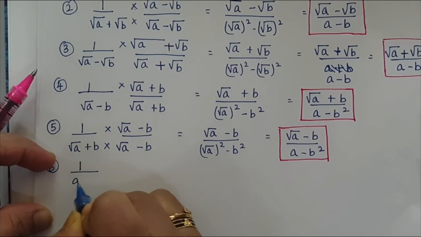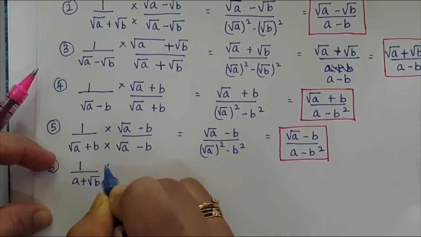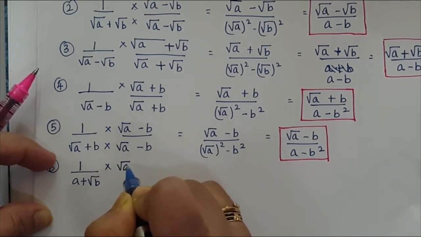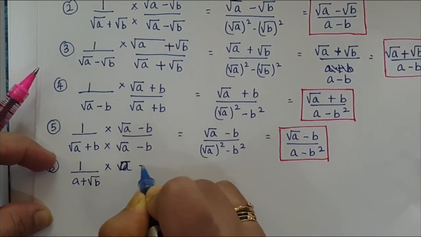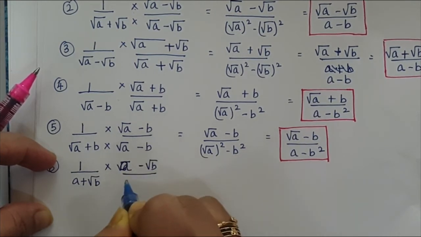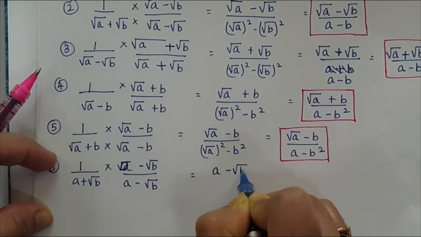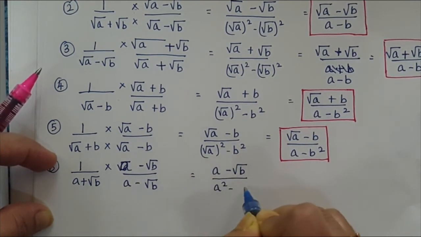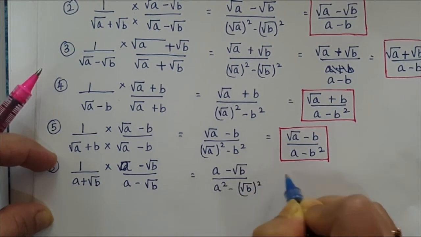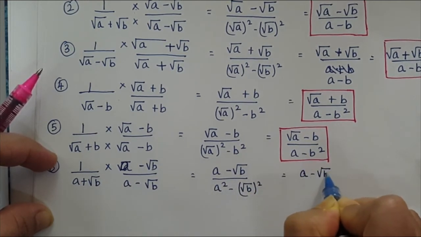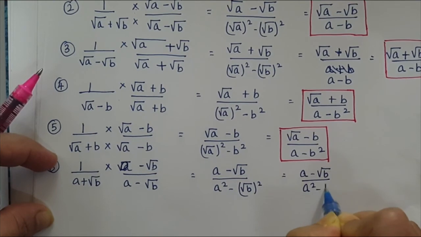Sixth: 1 by a plus square root of b. Multiply by a minus square root of b by a minus square root of b. So a minus square root of b by a square minus square root of b the whole square, which is equal to a minus square root of b by a square minus b.